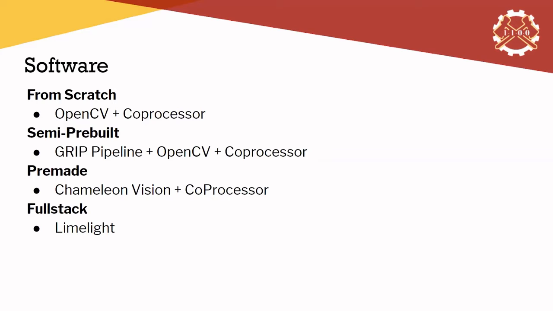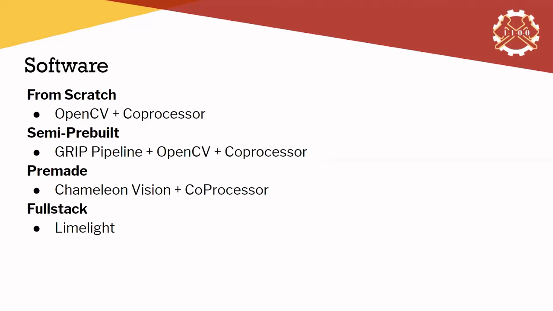So my choices for any first-time Vision programmers would definitely be a pre-made or a full-stack approach. And a pre-made implementation like Chameleon Vision, which is a program written by various developers from a variety of FRC teams, runs its own server on any coprocessor that you like and allows users to tweak the computer vision algorithm through a GUI. So it's very user friendly. There's little maintenance that you have to do.